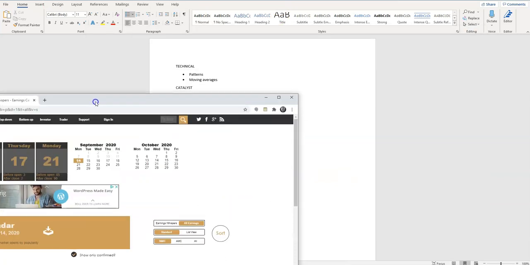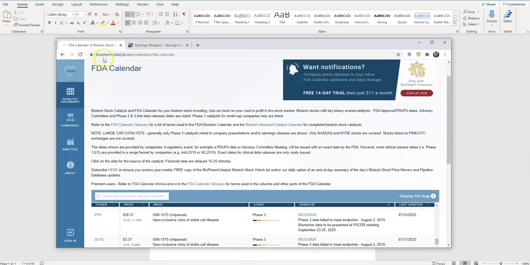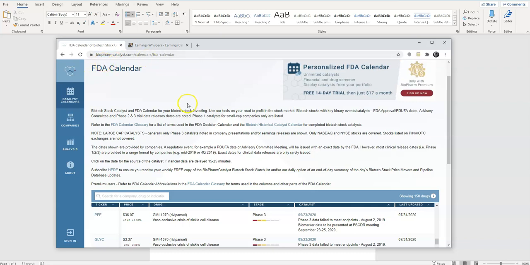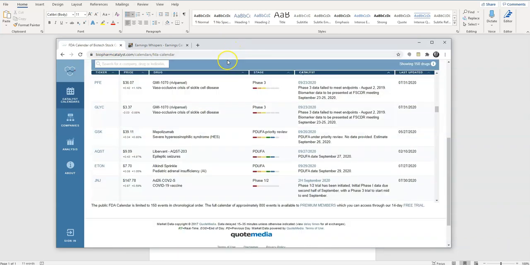The other one is FDA. FDA news. You guys can go here to BioPharm Catalyst here, and you can check out all of the stocks that have upcoming FDA news. Phase 2, phase 3, phase one-half, phase 1. You can look at when these stocks are going to be reporting this data, and it gives you the date, gives you the phase, it gives you the drug, it gives you the ticker, the stock price, it gives you everything.